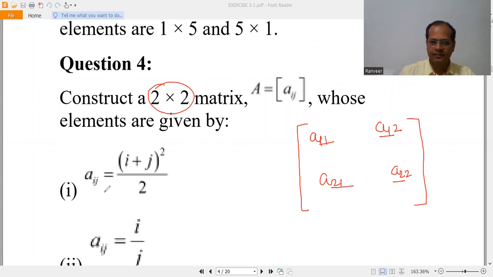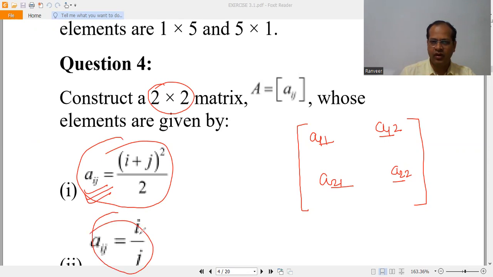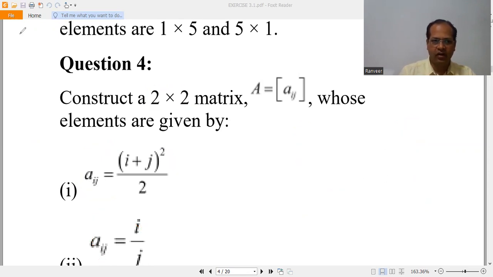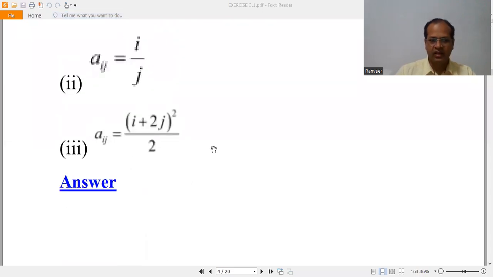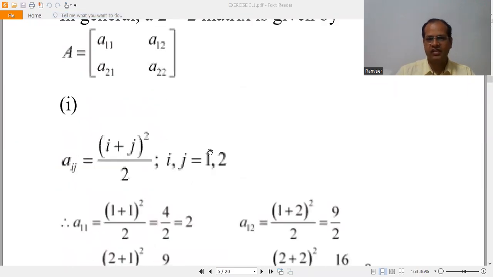So a11, a12, a21 and a22 we have to write, and we have to find out the 4 values. In this also we have to write the same: a11, a12, a21, a22, and find all values. Clear? The third also we have to do the same. So this is the way.